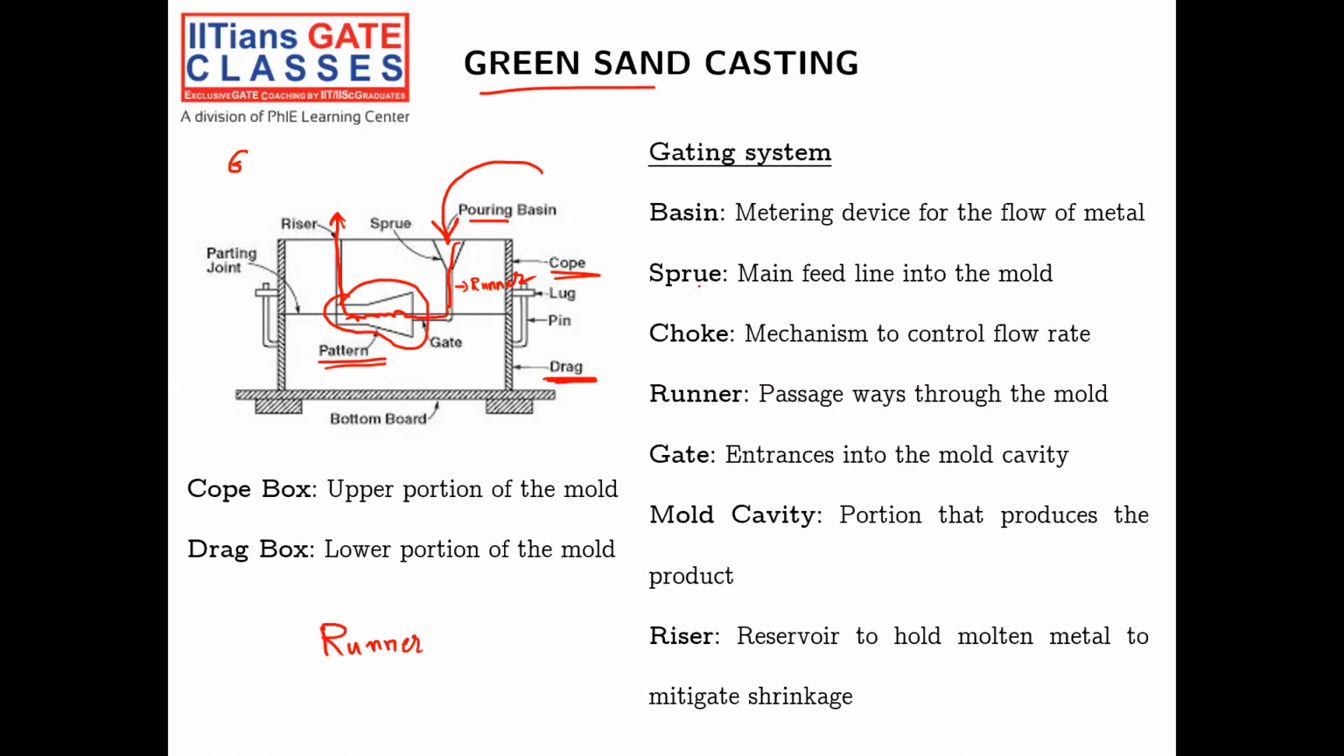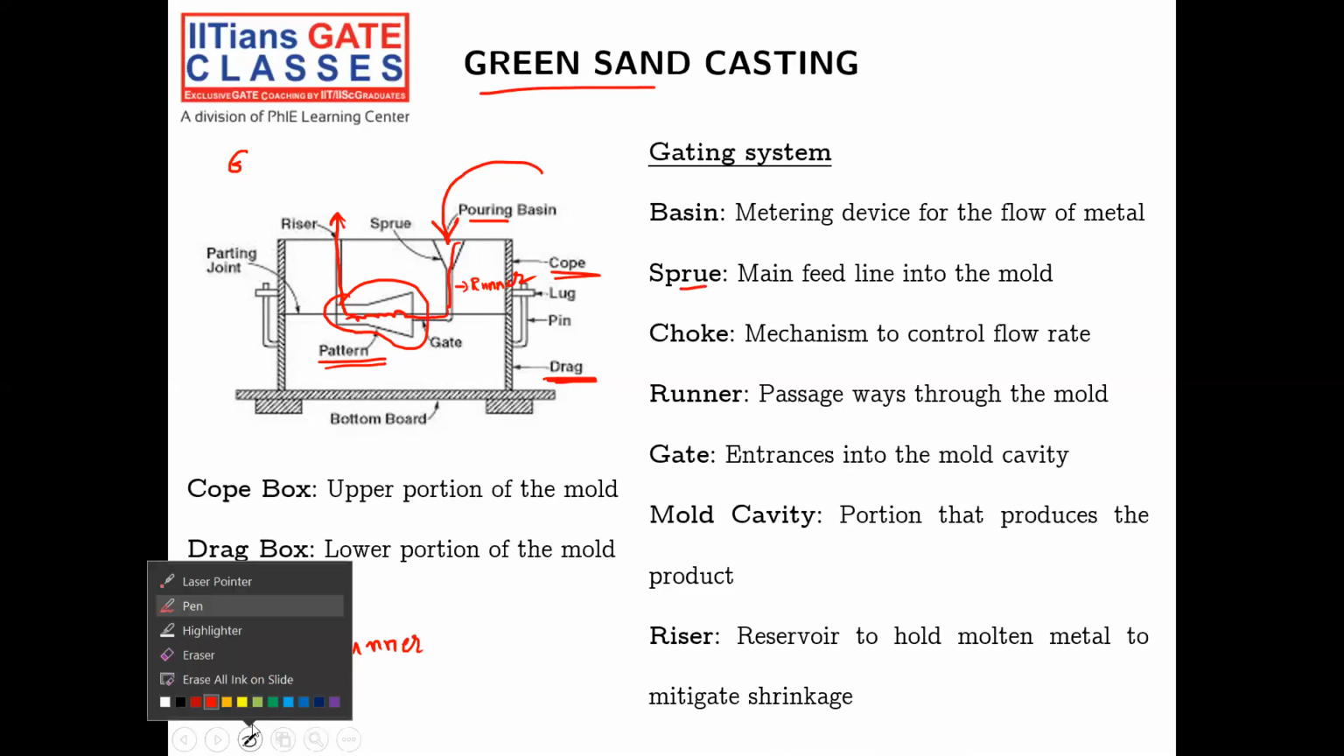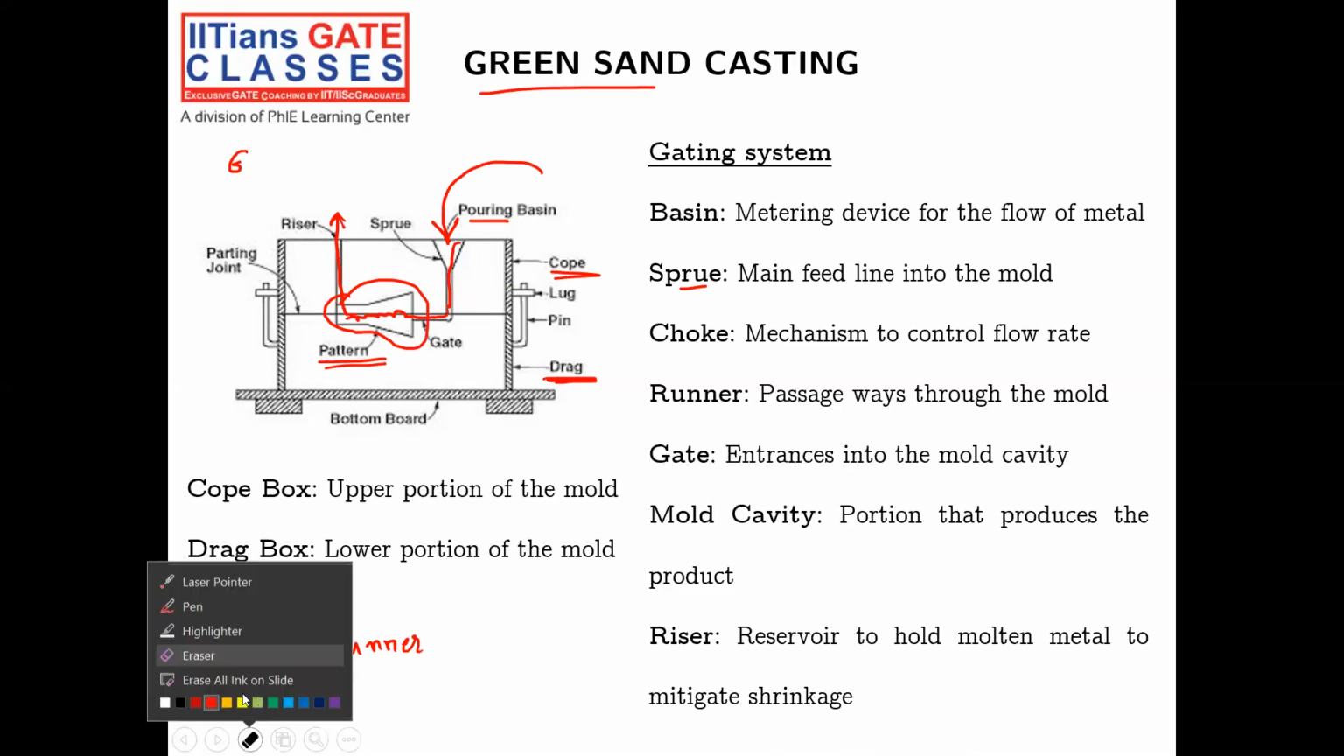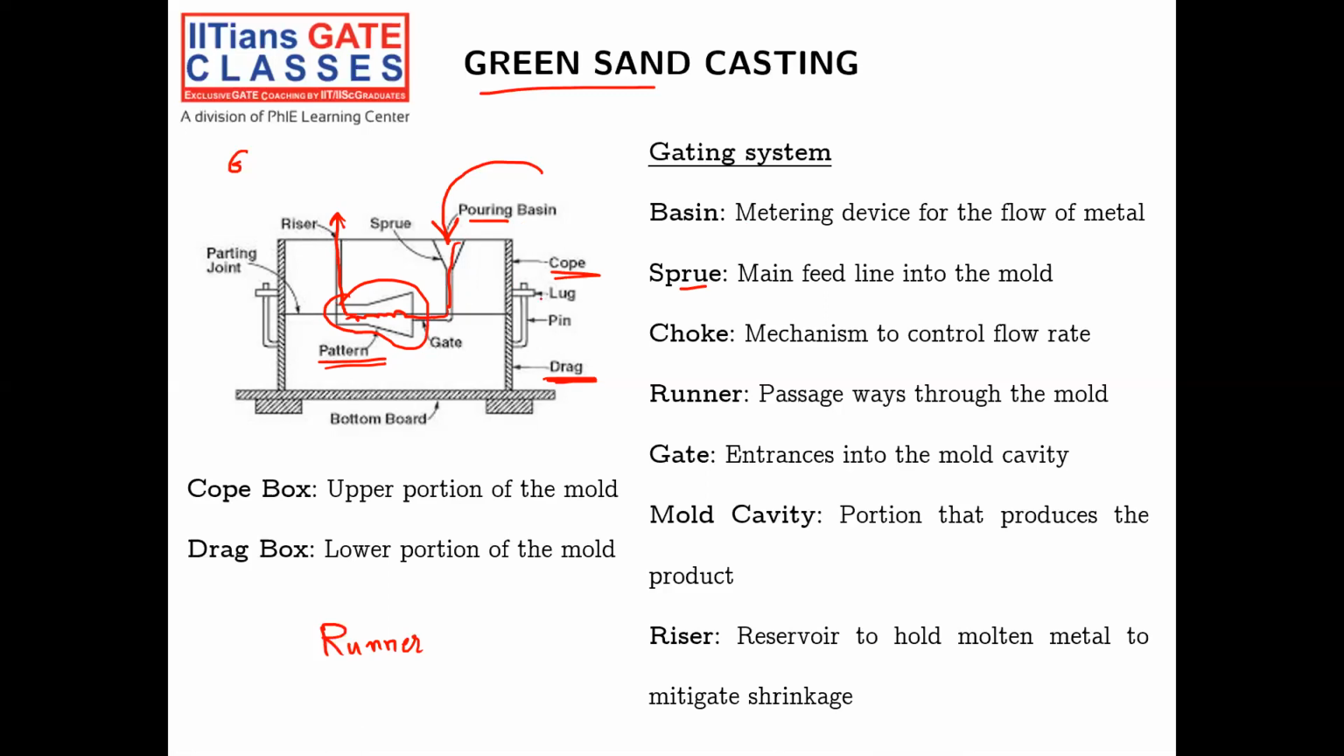And then you have a sprue. Sorry, this is not a runner, it's a sprue. I'm sorry here. The runner is this. So this is a sprue and this is the runner. It is basically the main feed into the mold.